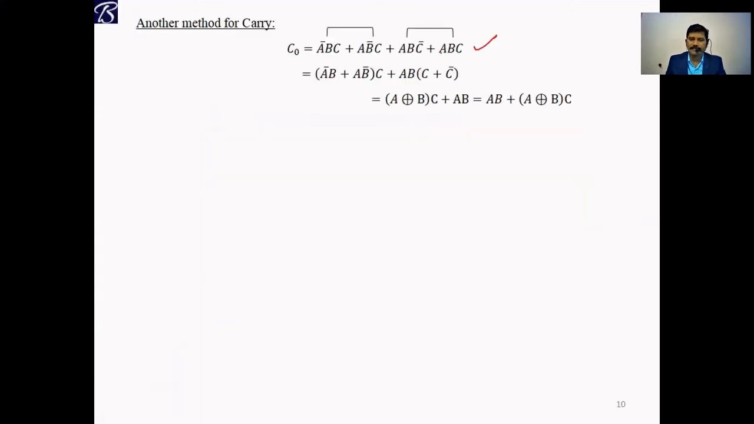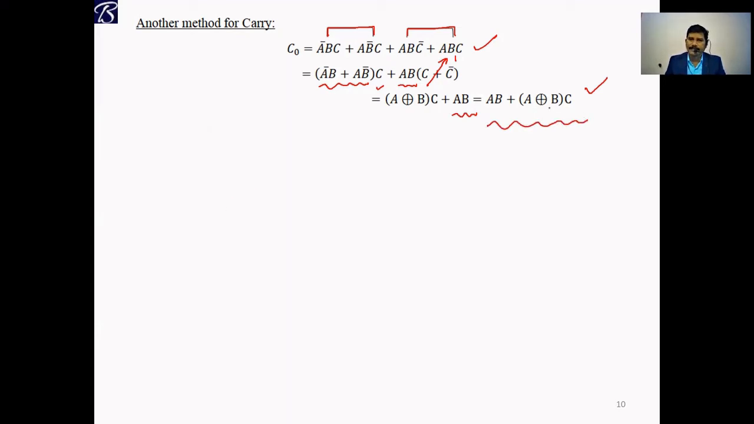This is the expression for carry. What is the common term in these two? This C. And what is the common term in these two? This is AB. Now, what is this? This is A XOR B into C plus this C plus C bar is nothing but 1. So this is AB. So AB plus A XOR B into C. This is another way of expressing carry in the full adder.